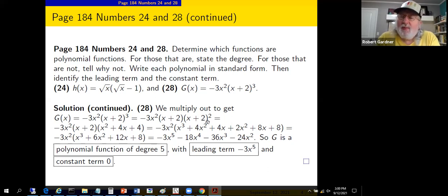FOIL this, or remember the formula for squaring a binomial, and then we'll distribute the x plus 2. X plus 2 quantity squared, square of the first, twice the product, square of the second. That's what FOIL produces. So we get x squared plus 4x plus 4. Feel free to pause and double check all that algebra. Now we need to distribute the x plus 2 on this. So we'll have x plus 2 times x squared.